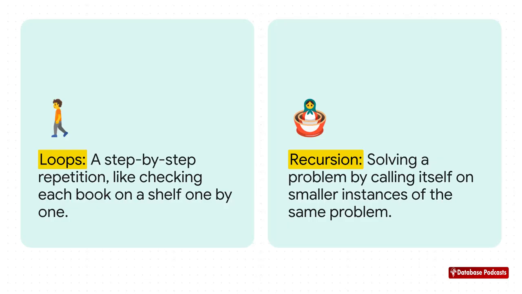So let's think about it with these analogies. A loop is like walking down a bookshelf, checking each book one at a time. It's linear, it's sequential. Recursion is more like a set of those Russian nesting dolls. You open the biggest doll, and what's inside? A smaller, identical doll. And you open that one, and so on, until you get to the tiny little one in the middle.